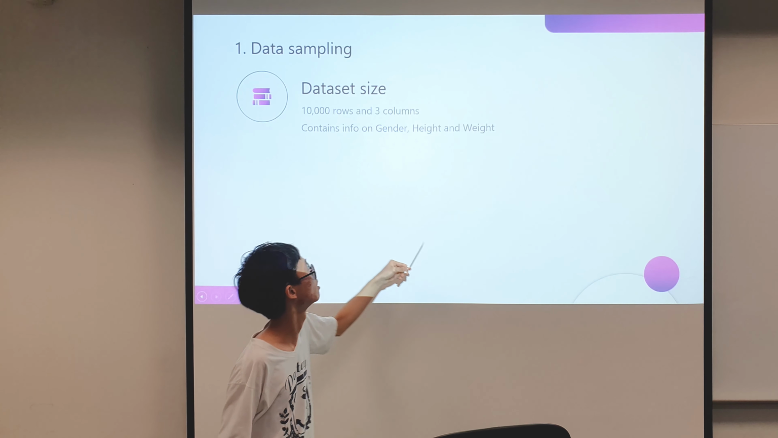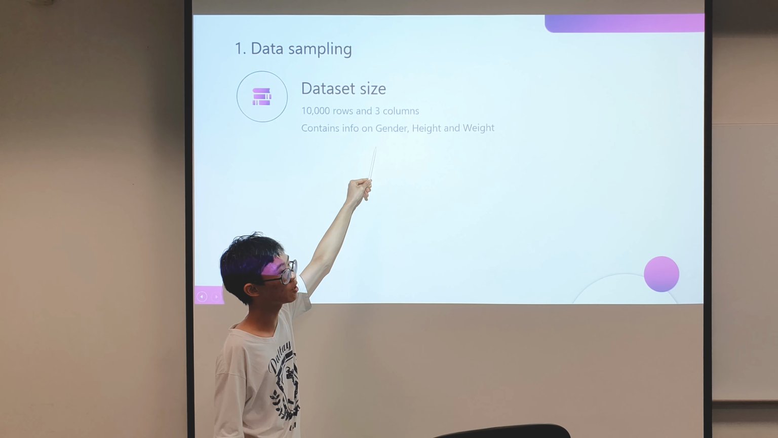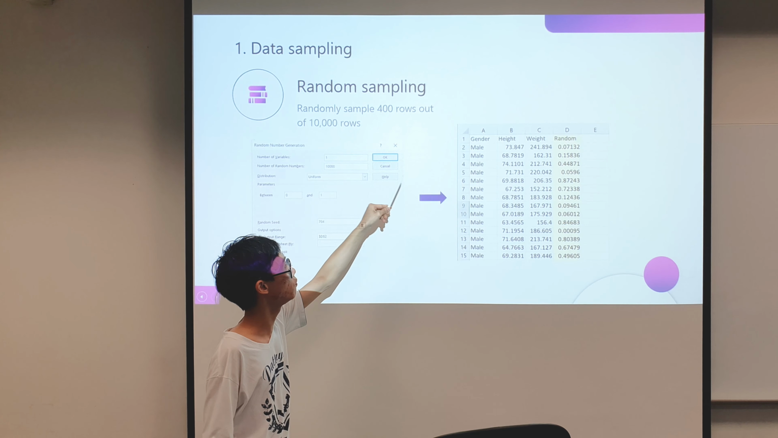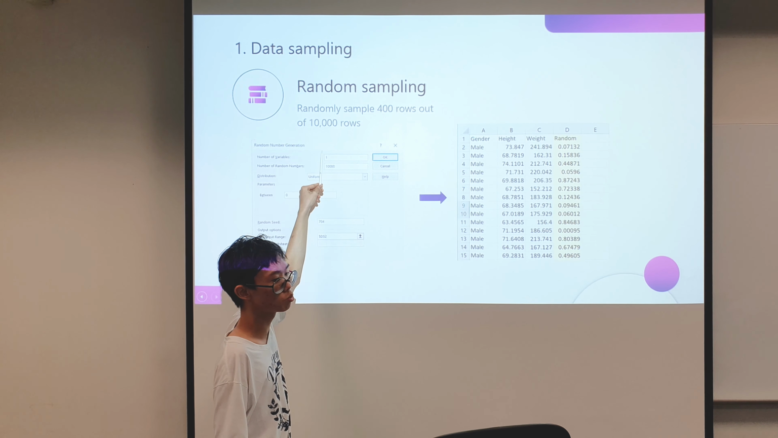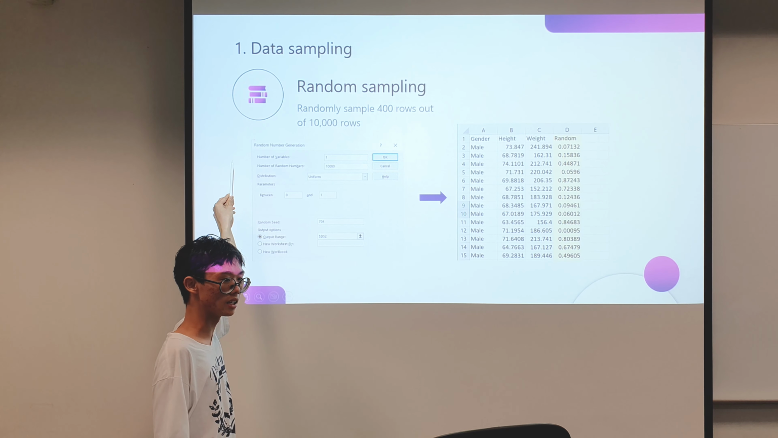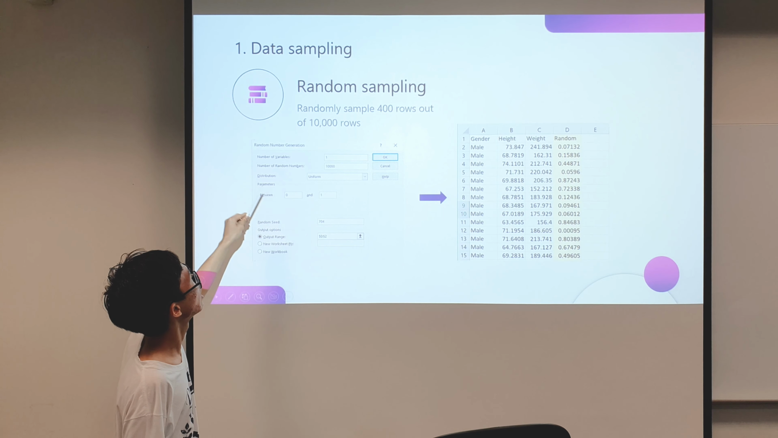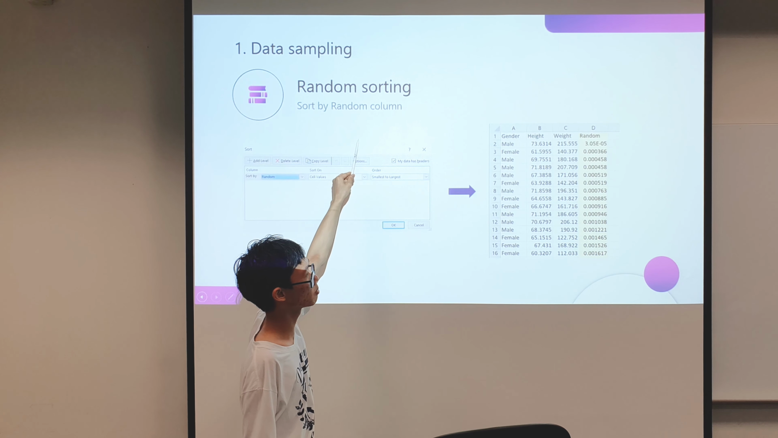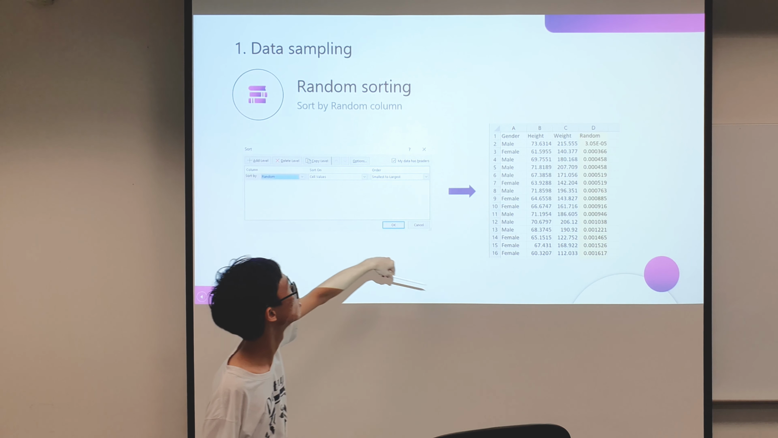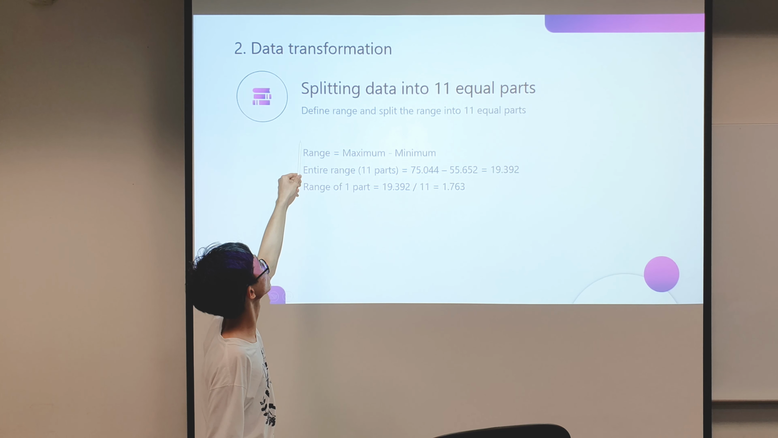through today. Firstly, we have a data set with 10,000 rows and 3 columns. For our random sampling, we randomly sample 400 rows out of all the rows available. Using the random number generation tool in the data analysis toolpack, we are able to do just that. Afterward, we sort the random column in order to randomly sample our data. Afterward, we go on to data transformation.